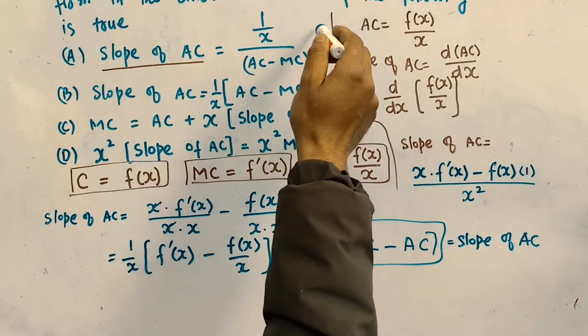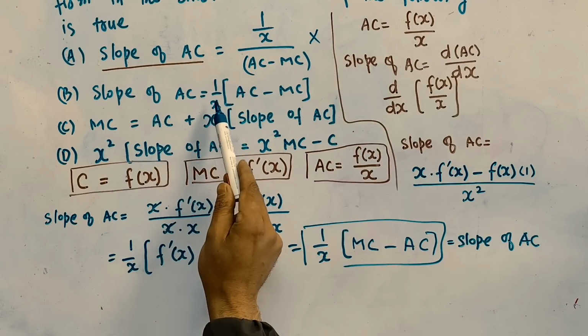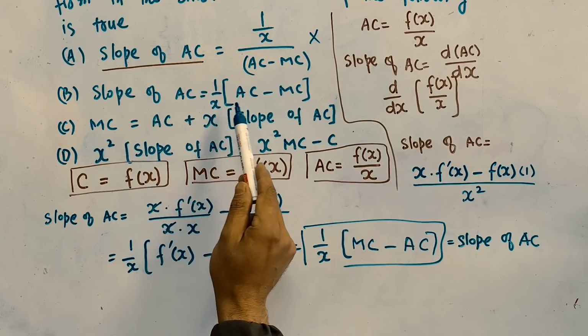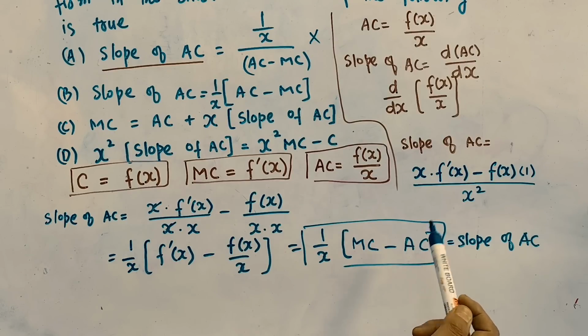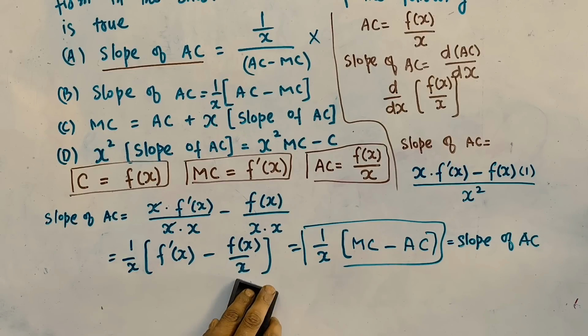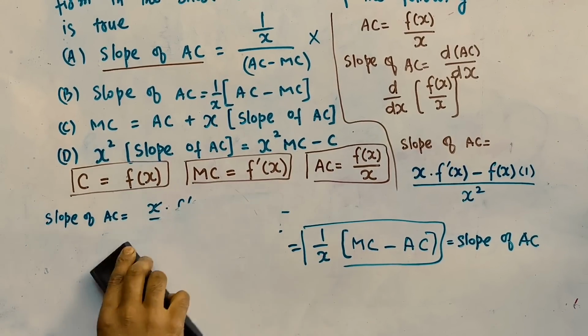So the first option is not correct. Coming to the second, it says the slope of average cost is 1 upon x times average cost minus marginal cost, but we are getting it in reverse, that is 1 upon x times marginal cost minus average cost. I don't see whether there is some flaw in the question or in the options, but I got this value. So we got this as the slope of average cost, and I guess these options are not correct.